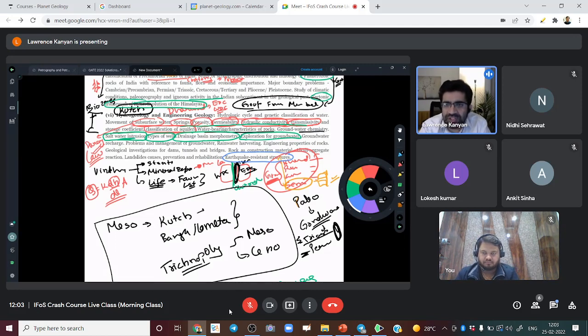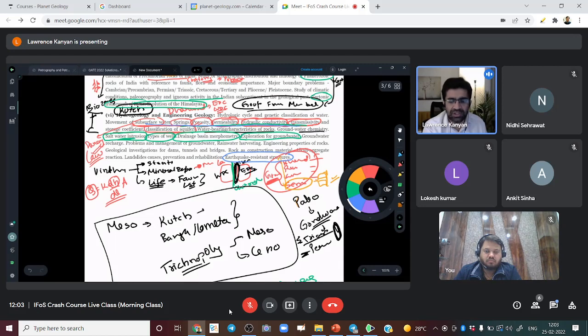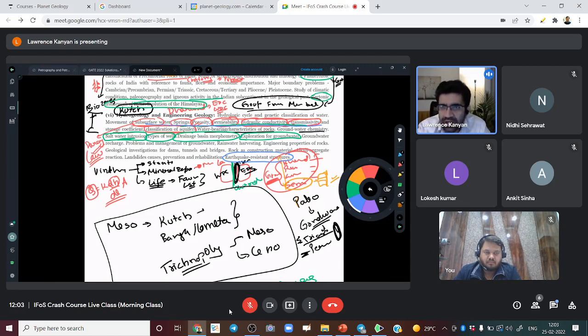In hydrogeology, they can ask a maximum of one question from all these topics, and usually it will be an 8 marker, a shorter question. Then from types of wells, rainwater harvesting, and groundwater recharge, one question can come, and one question possibly from somewhere in the middle, and one question from engineering.